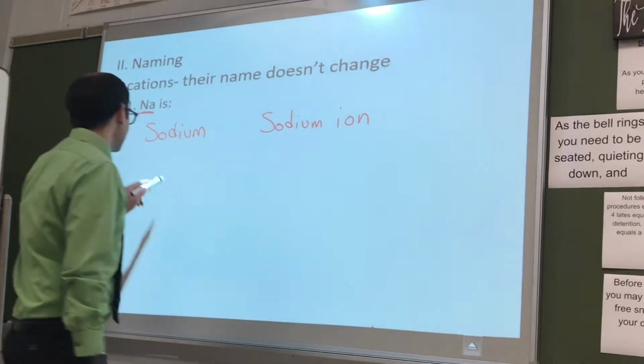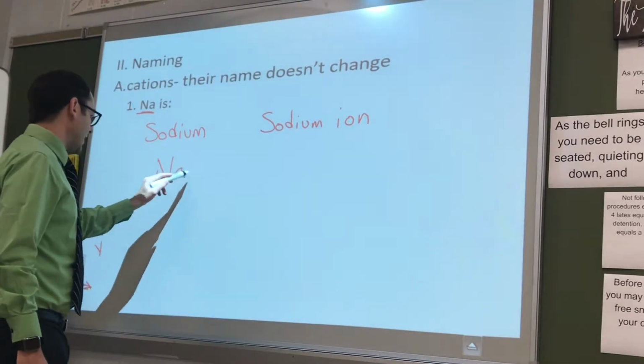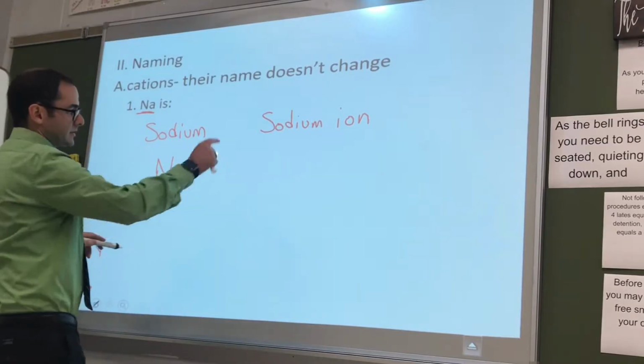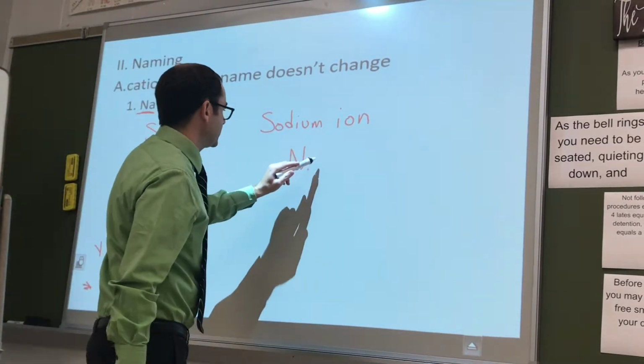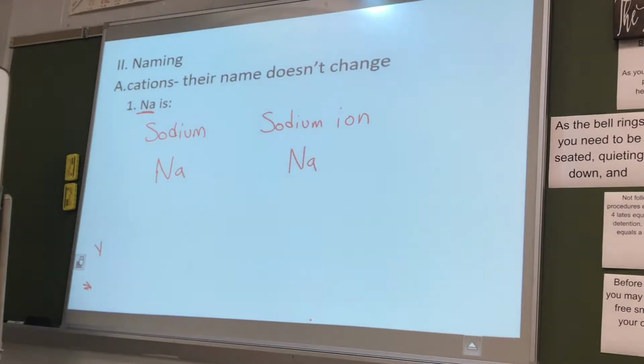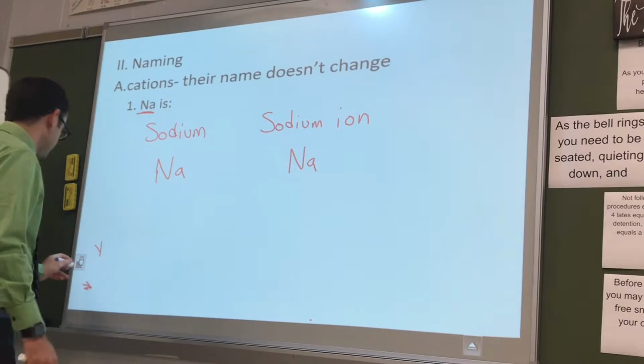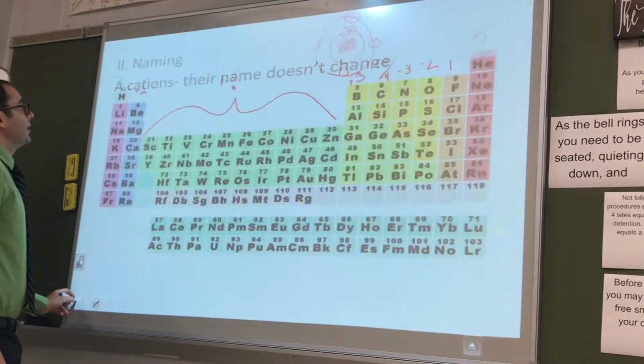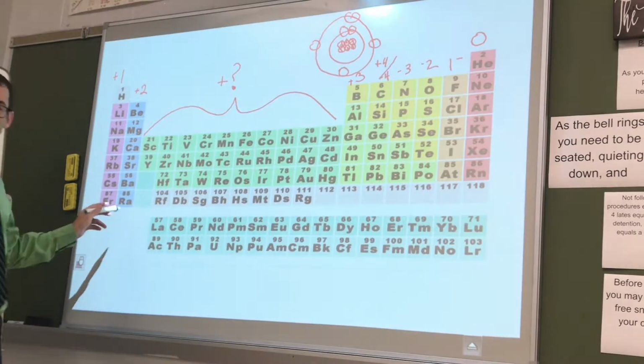Now the symbol for sodium is Na, but what is the symbol going to be when it becomes an ion? Is sodium going to be positive? Yeah, it's going to be positive. We know that. How do you know it's going to be positive? Because I said it was a cation, right? But how are you guys going to know? Remember we filled in this periodic table?